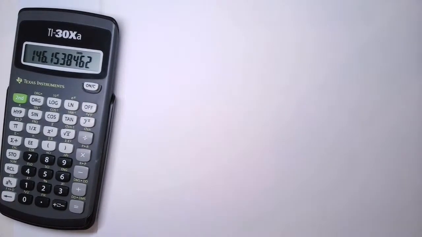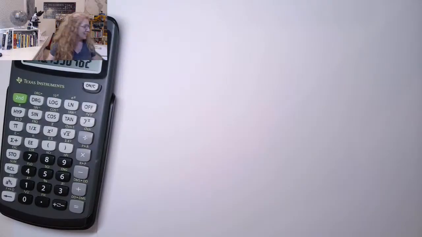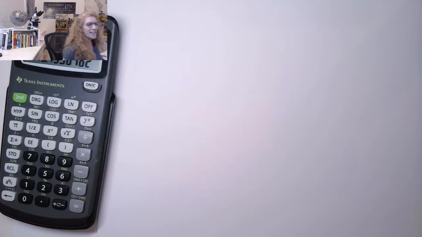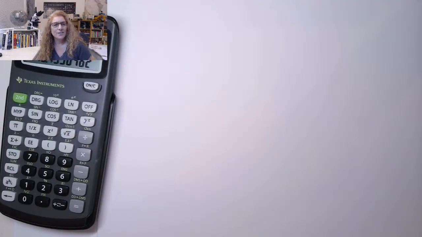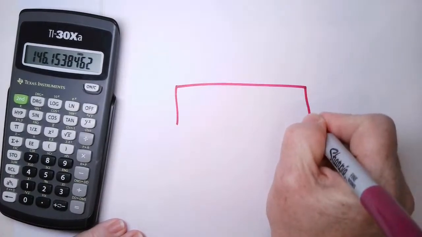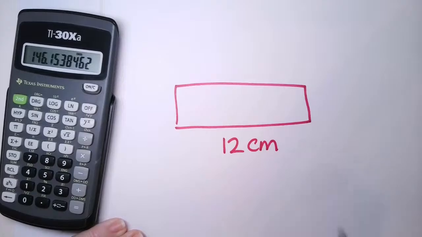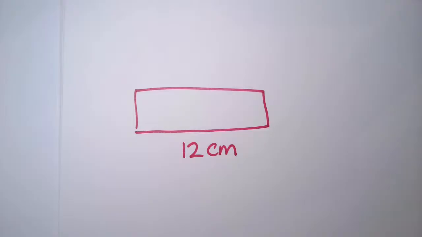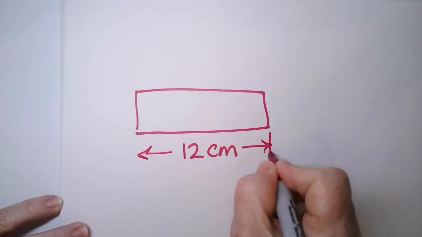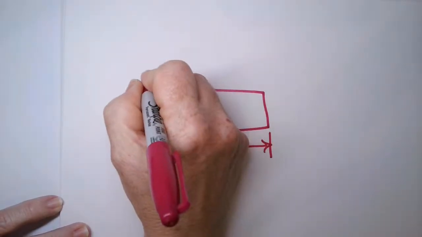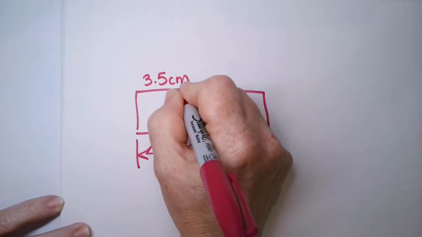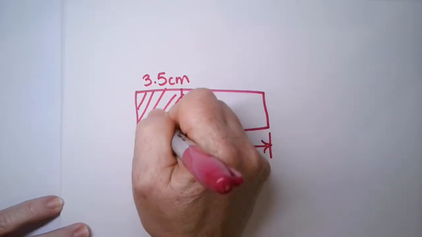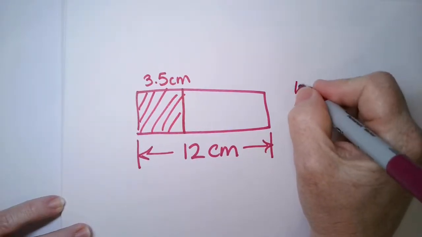Okay. You're hungry and you eat, let's say, there's a candy bar and it's 12 centimeters long. Okay, so here, I'll draw this for you. 12 centimeters long. Is that a long candy bar? How long is 12 centimeters? Okay, 1 inch is 2.5 centimeters, just for reference. Okay, a whole candy bar is this long. You eat 3.5 centimeters worth. Okay, you eat that much. What percent did you eat?